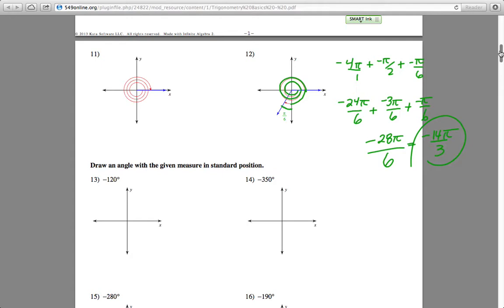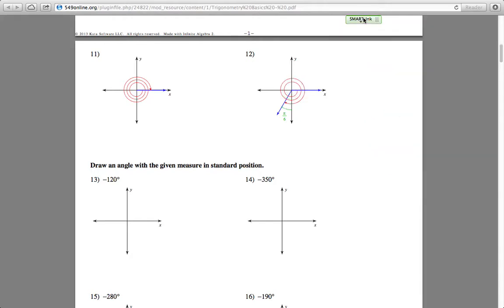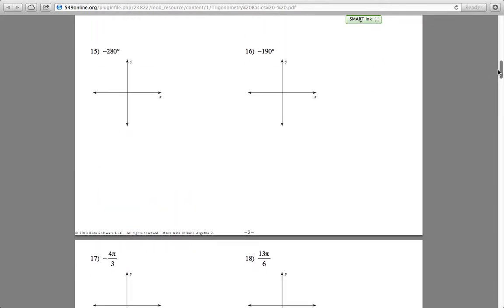All right, drawing an angle with the given measure in standard position. Can everybody handle this down here? This is just practicing sketching those angles if they're given. So negative 280, for example. I'm going in the negative direction, so I'm going clockwise. So I'd go back 180. Pretty close, right? Okay, it's 270. 280 is going to be about right there. This is what it looks like. So this is your negative 280 degrees.